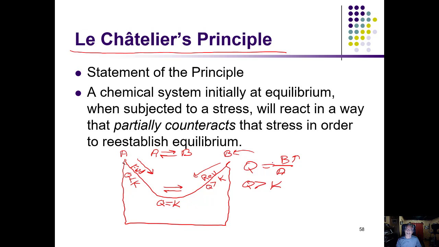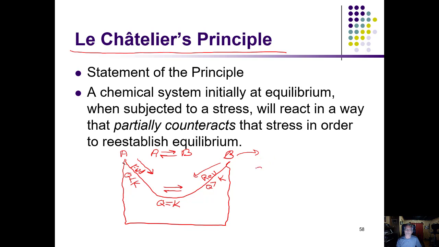It's going to make some of this B go away, so the B concentration is going to go down, which is going to cause the A concentration to go up. That's the effect of having a reaction at equilibrium where I add some product B. On the other hand, let's say I start removing some of the product. The reaction is at equilibrium, and I start removing some of my product B.